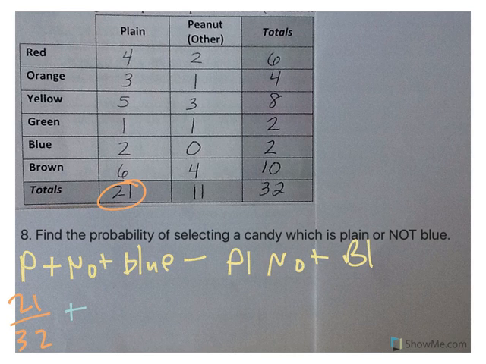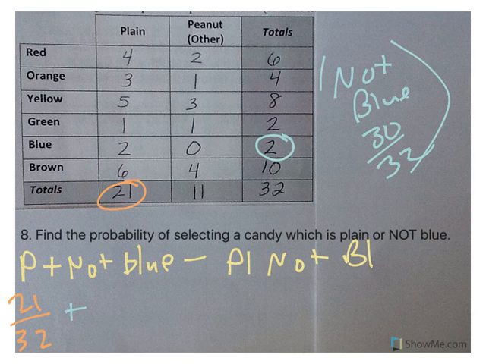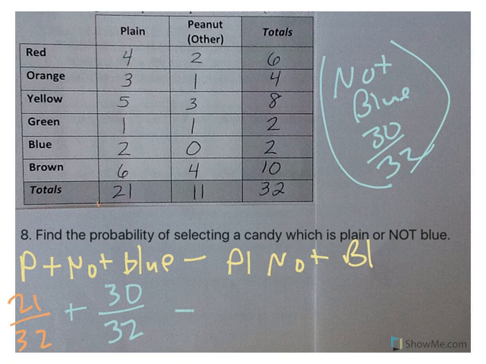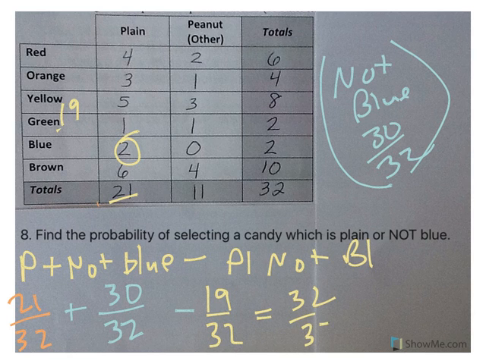Now let's look at not blue. We know there are 32 candies total. 2 of them are blue. So not blue would be 30 out of 32, right? Makes sense? Because it's everything that's not blue. Now, let's look at the plain not blues. So when you look at the plains, there are 21. 2 of them are blues. So plain not blue would be 19 out of 32, because we're looking at out of all of them. If they're plain but not blue, there's 19 out of the 32. 19 plain candies that are not blue. So 21 plus 30 minus 19 is 32 out of 32.